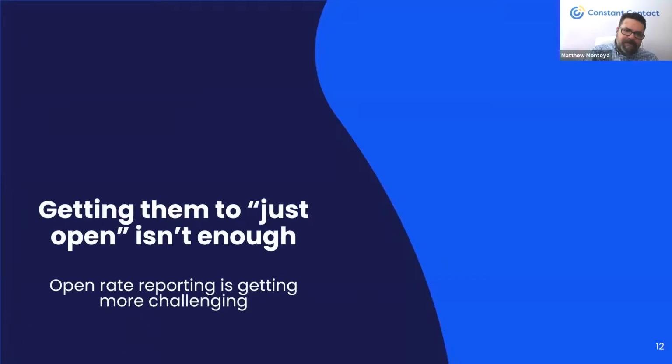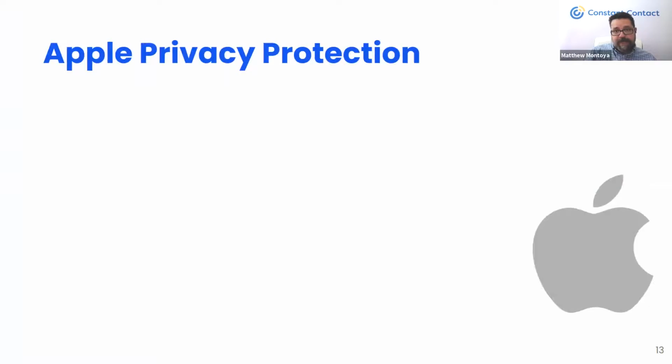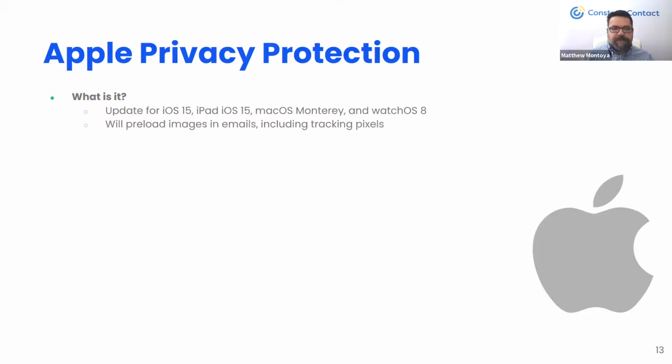Getting them to open the email isn't enough. Open rate reporting is getting more challenging. And as some of you may have heard in the news, it's primarily being driven by Apple. Apple has launched, as of the 20th, something called Apple Privacy Protection. It's an update for iOS 15, iPadOS 15, macOS Monterey, and watchOS 8. And what it'll do is preload images, including tracking pixels.